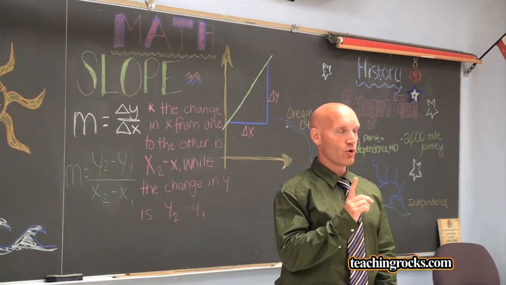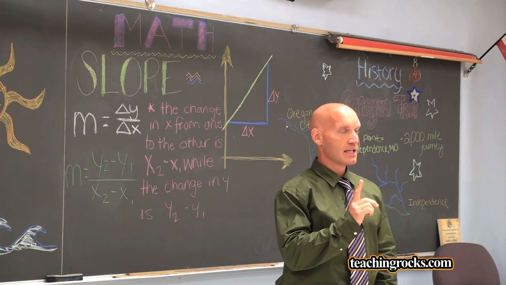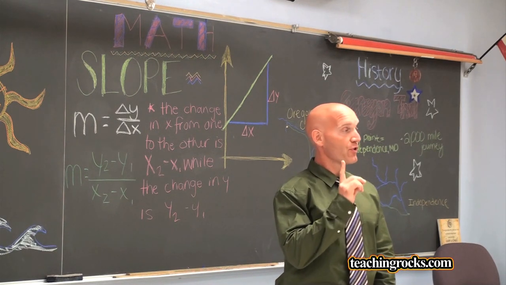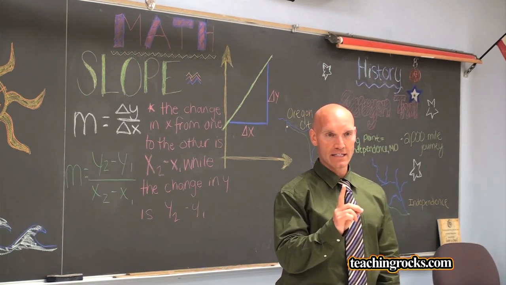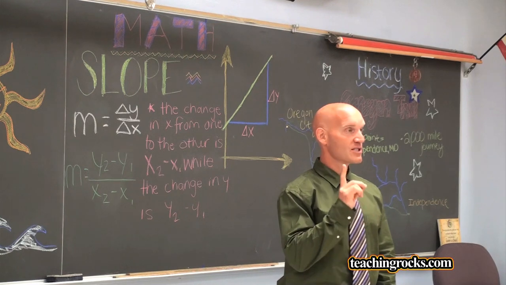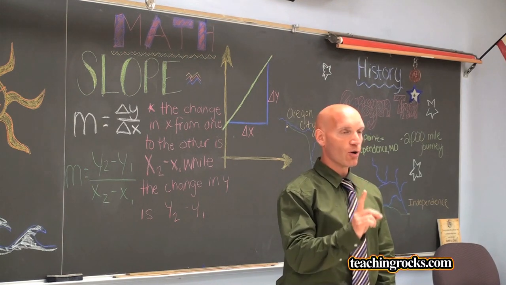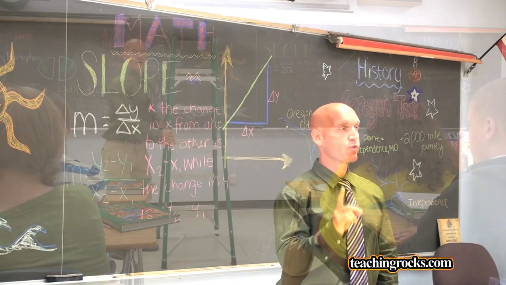Here's what I want you to know about those signs. They're warning you about the rise over the run. That's called slope. Slope equals rise over run.